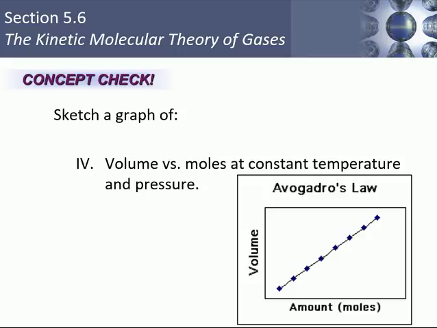Moving on. One more graph for you to sketch: the relationship between volume and moles, again keeping the other terms in PV = nRT constant. We have moles, or the amount of a gas, here on the x-axis and volume on the y-axis, and they make a nice little straight line that does start at the origin.